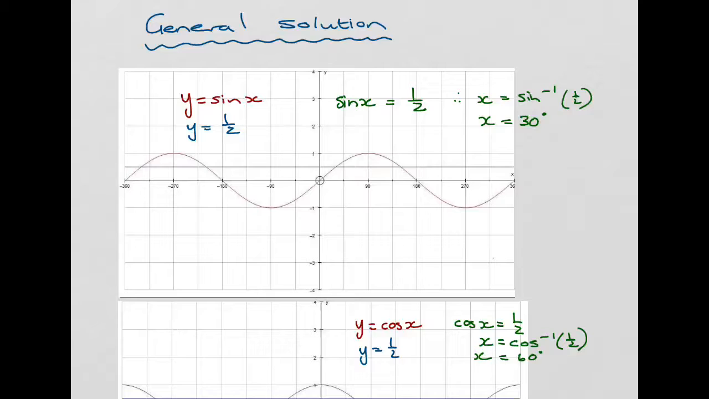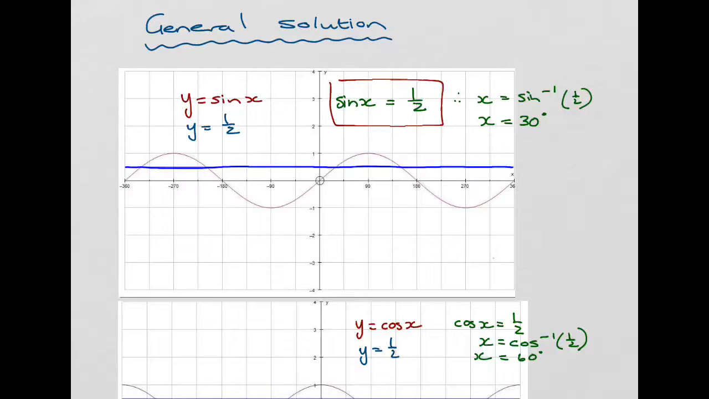The red graph is y equals sine x, and then the blue line going straight through here is working with y equals a half. So just to see it a little bit better. So the question would be, where would sine x equal a half?